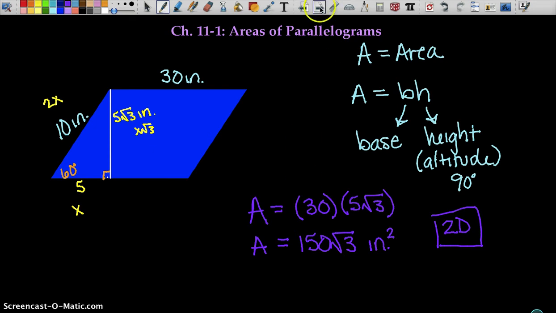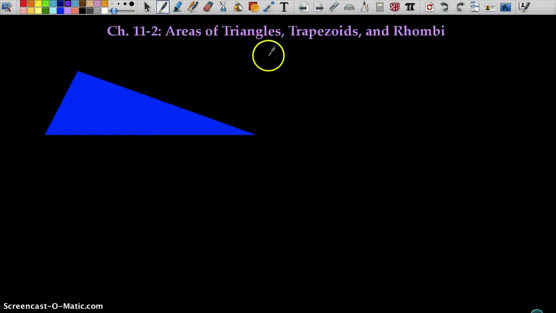Alright, now moving on to our next couple examples, areas of triangles, trapezoids, and rhombi. So starting with a triangle, the area for a triangle is 1/2 base times the height. And the reason we know that is because a square is base times height, and a triangle is half of that. Now again, for your height, this is talking about the altitude.